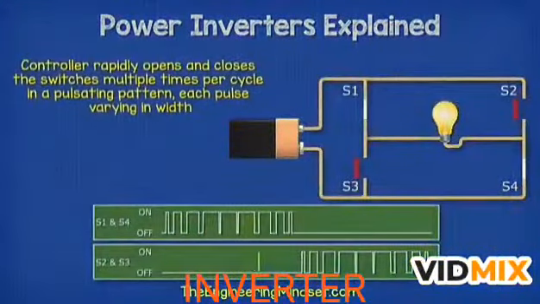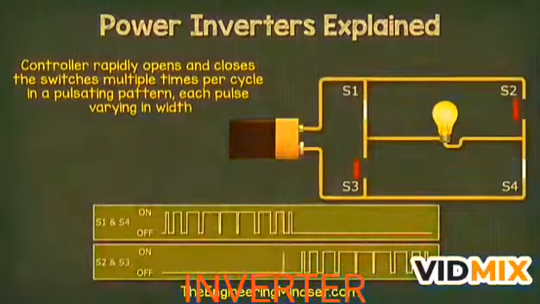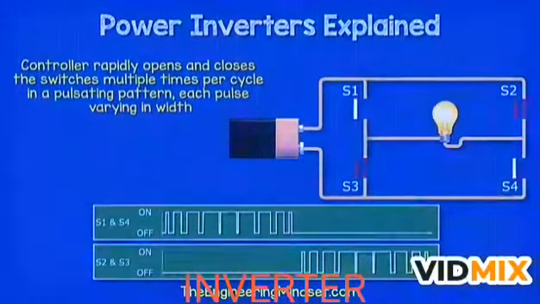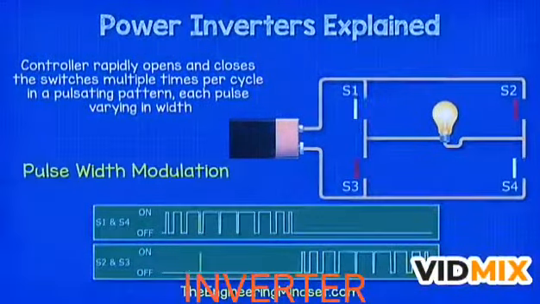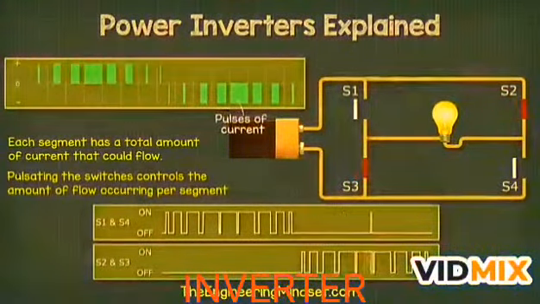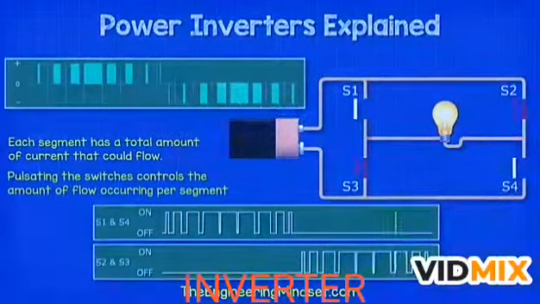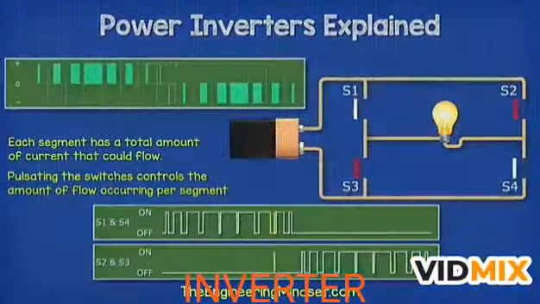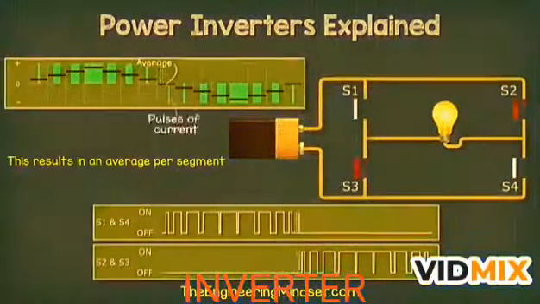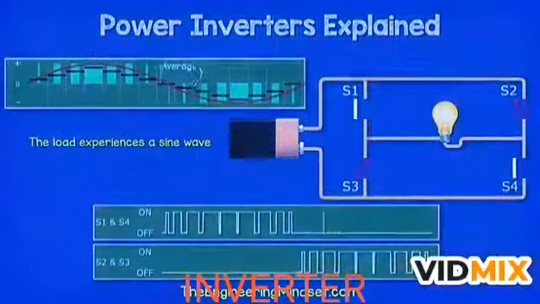What we do is to use a controller to rapidly open and close the switches multiple times per cycle in a pulsating pattern, each pulse varying in width. This is known as pulse width modulation. The cycle is broken up into multiple smaller segments. Each segment has a total amount of current that could flow. But by rapidly pulsating the switches, we control the amount of flow occurring per segment. This will result in an average current per segment, which we see increases and decreases, thus giving us a wave.